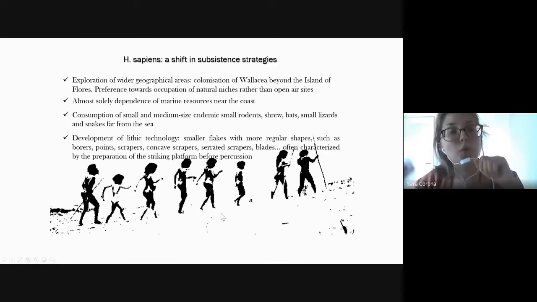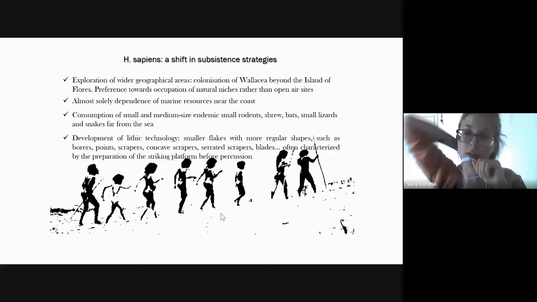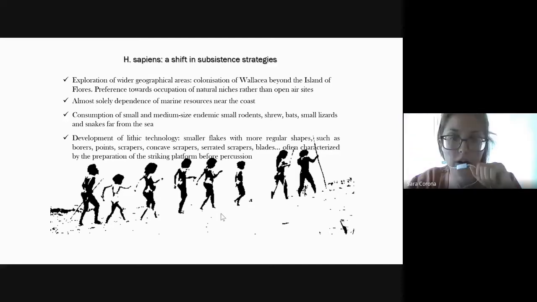And we come to the development of technology, especially the development of lithic technology. So with anatomically modern humans, we have smaller flakes with more regular shapes, and very often the preparation of the striking platform before percussion. Pre-sapiens hominin lithic technology was more characterized by core tools, big-size flakes, or even perishable tools that we know have been found, with the marks of their use.